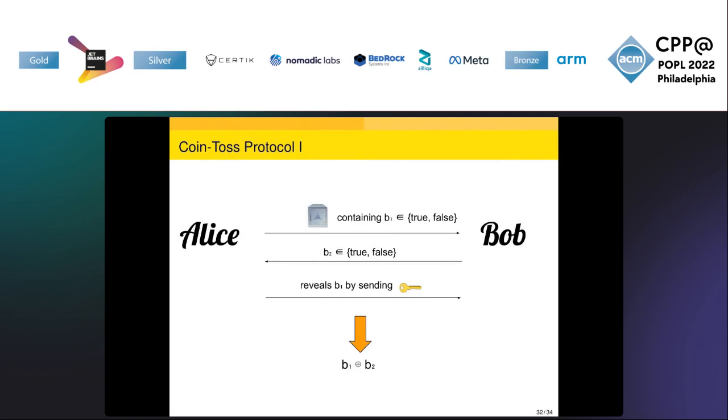The protocol starts by Alice sampling a bit B1 uniformly at random. Then Alice must generate a commitment on bit B1 and send it to Bob. We can think of a commitment as a strong box which contains the bit B1, and Bob cannot open or see the contents of it without the opening key. After receiving the commitment, Bob samples a uniform bit B2 and sends it to Alice. Finally, Alice sends an opening key to Bob which reveals the bit B1 to Bob. The result of the protocol is a bit obtained by XORing the bits B1 and B2.